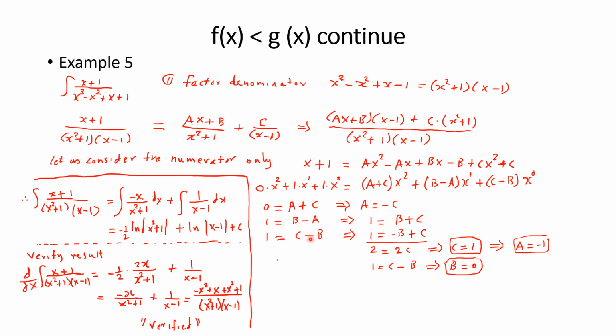Now 1 is equal to c minus b, okay, and we have a plus c equal to 0. That means a is equal to negative c.